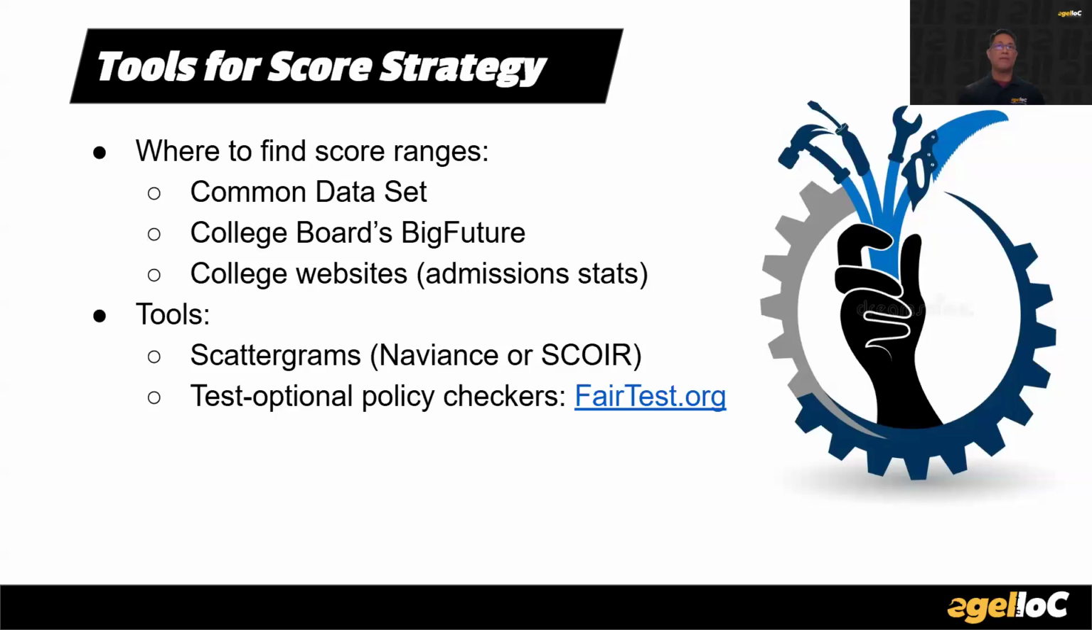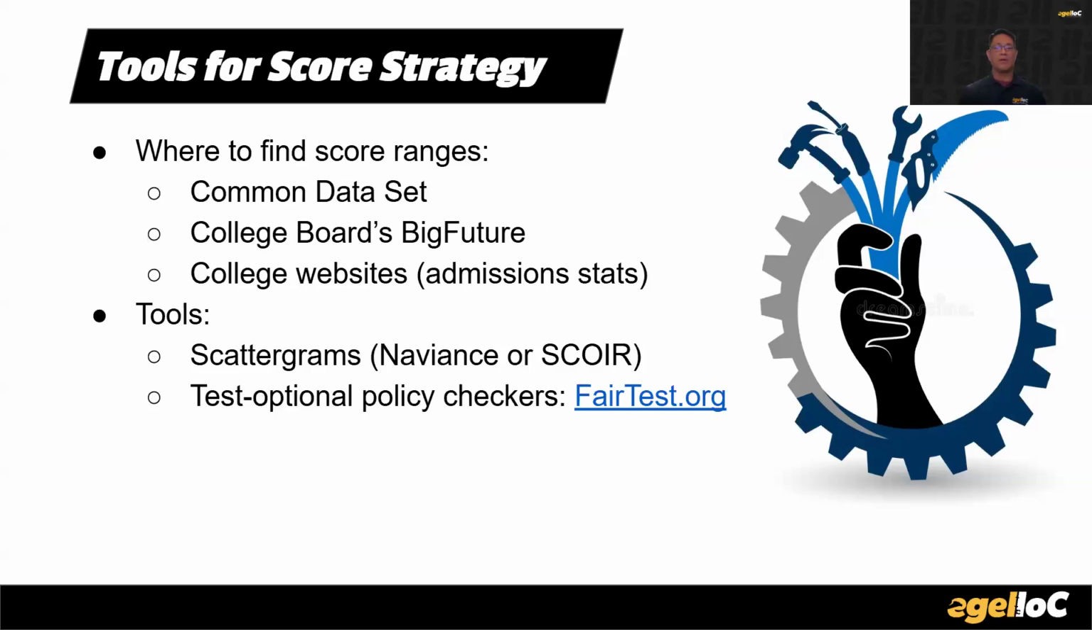Another thing is Big Future by the College Board. They give score ranges and test policy summaries. Another thing is fairtest.org. They list test optional colleges and all of their fine print.